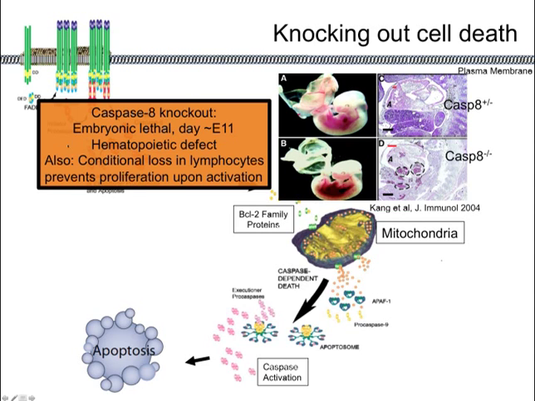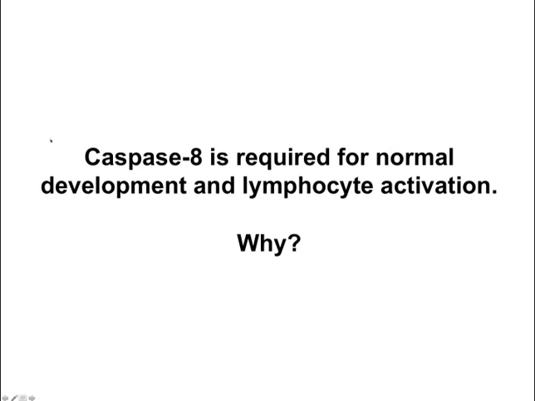And furthermore, conditional deletion of caspase-8 in lymphocytes actually leads to a defect in lymphocyte proliferation and accumulation. So you end up with a mouse whose T cells can't accumulate in response to an antigen challenge. So unlike most members of the apoptotic pathway, caspase-8 seems to be required for normal development and lymphocyte activation. And we wanted to ask the question of why this is.